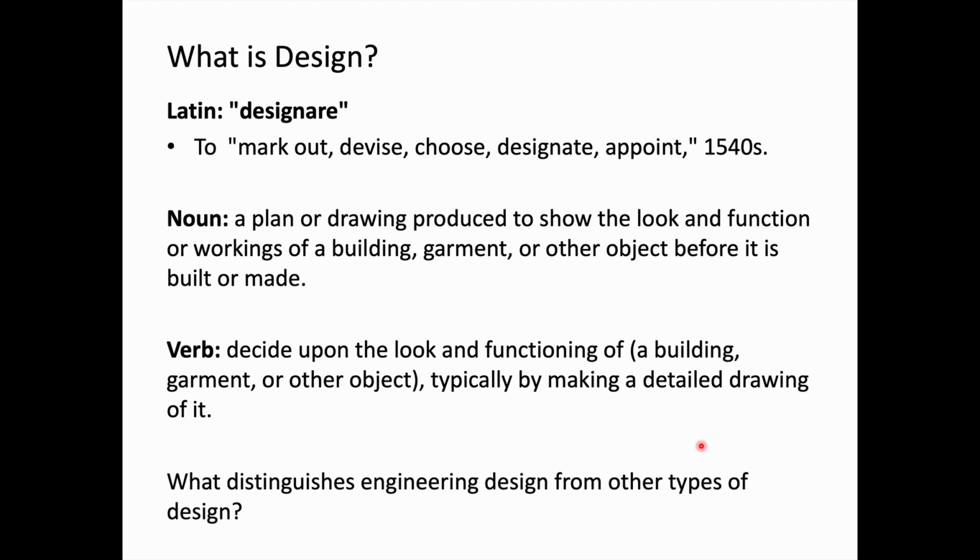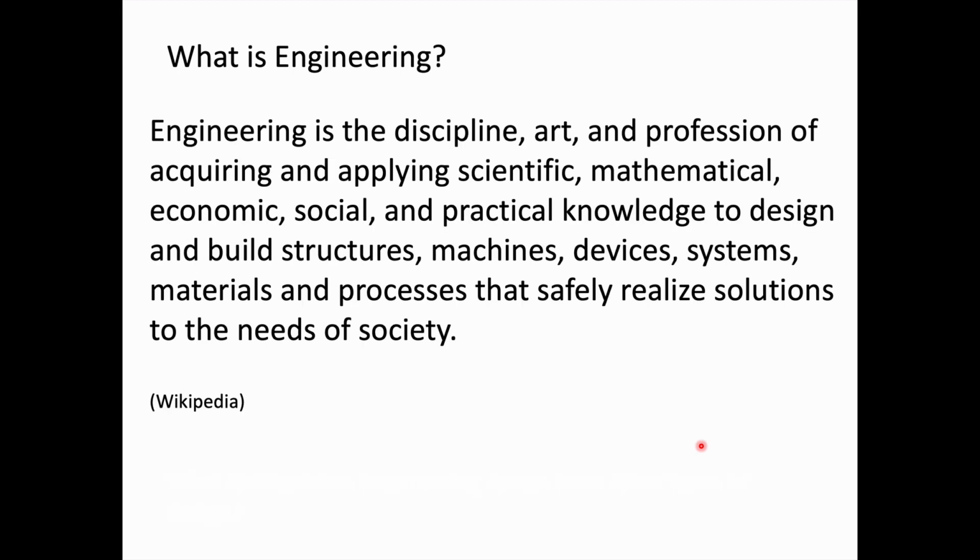So what distinguishes engineering design from other types of design? To answer this, first let's go through a basic definition of what engineering is. Here's one from Wikipedia. Engineering is the discipline, art, and profession of acquiring and applying scientific, mathematical, economic, social, and practical knowledge to design and build structures, machines, devices, systems, materials, and processes that safely realize solutions to the needs of society. There are a lot of things to point out here and draw your attention to.